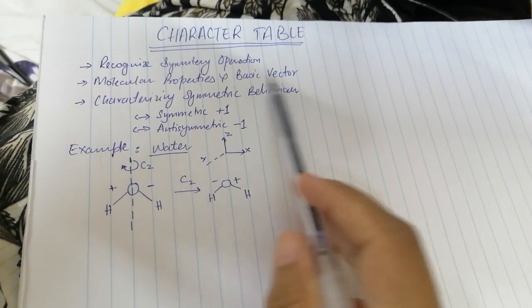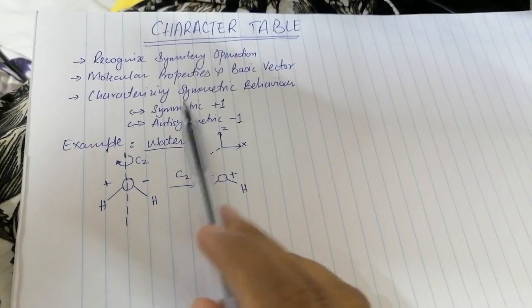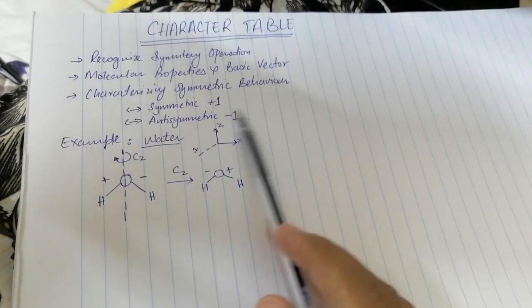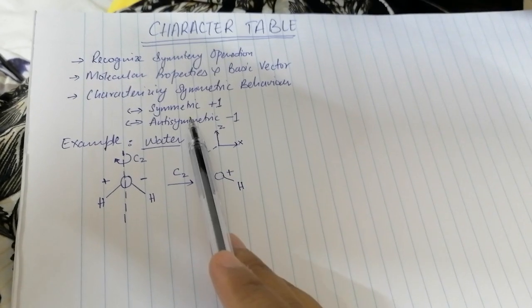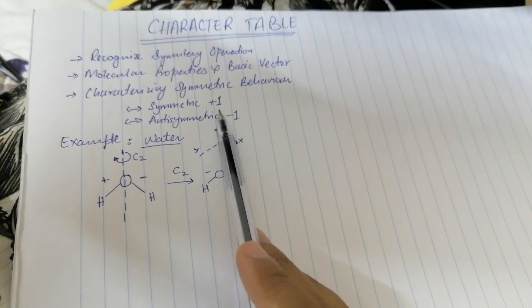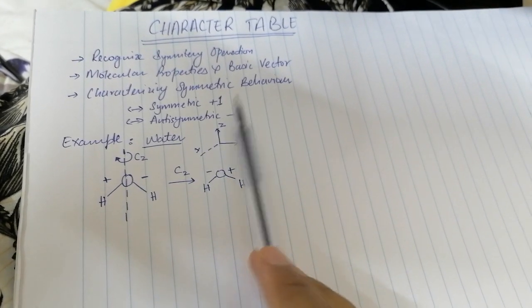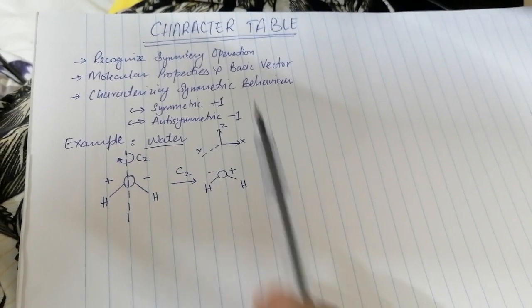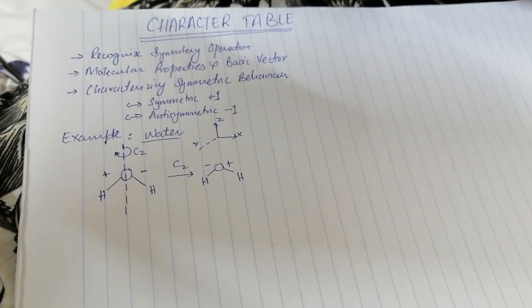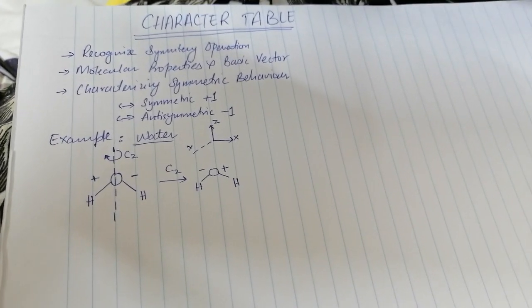Then we have characterizing symmetric behavior. Here, we are going to give it a character. Symmetric behavior is categorized with +1 and antisymmetric behavior is categorized with -1. These values represent the character of the property with respect to the symmetry operations.